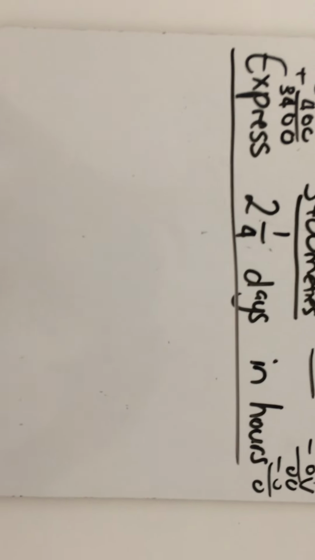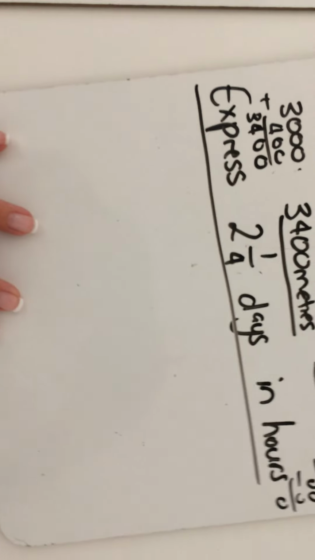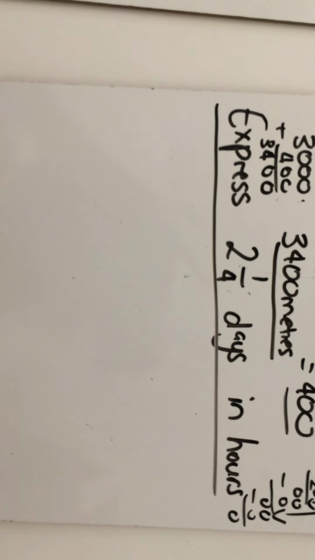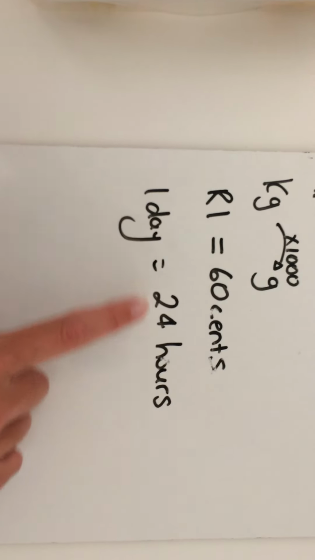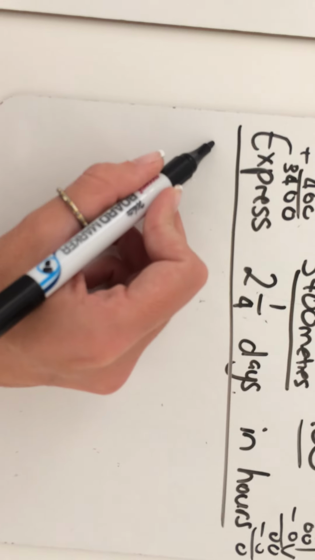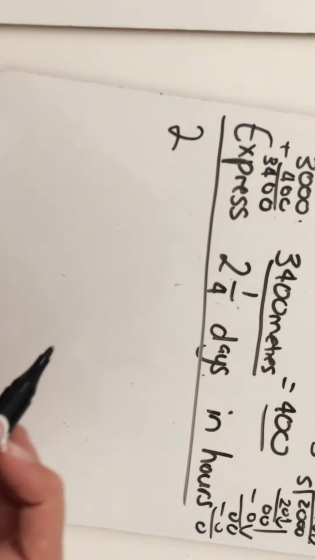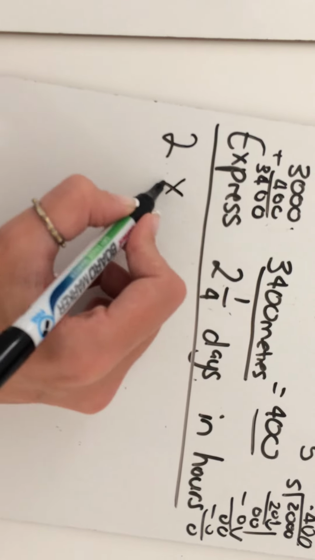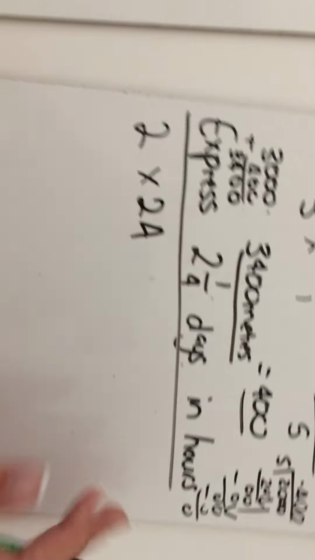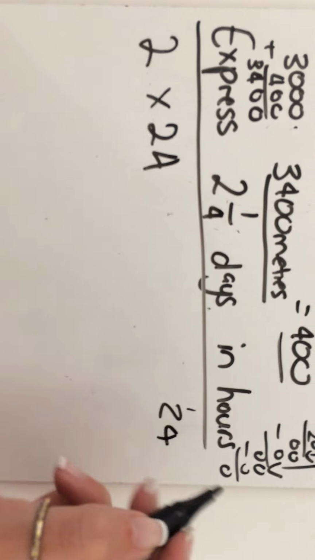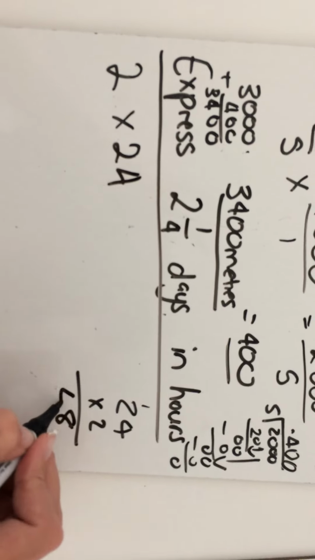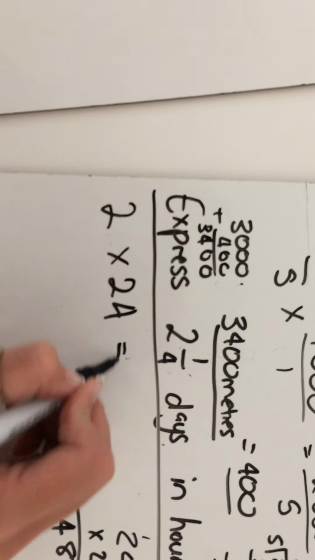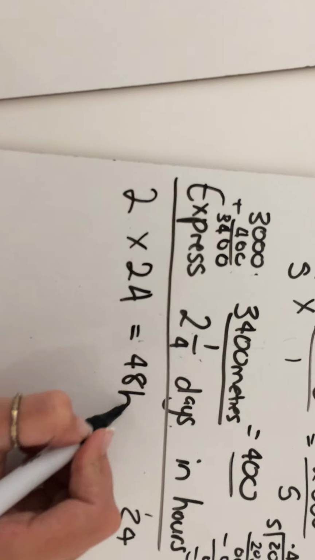Express 2 and 1/4 days in hours. So you need to ask yourself first, how many hours are there inside 1 day? And I know that there are 24 hours inside 1 day. So the first thing I do is take my whole number, which is 2, and I'm going to find out how many hours are inside this whole number. 2 times 24. We can do it over each other like this. 24 multiplied by 2. 2 times 4 is 8. 2 times 2 is 4. So I know in my whole number I have 48 hours.